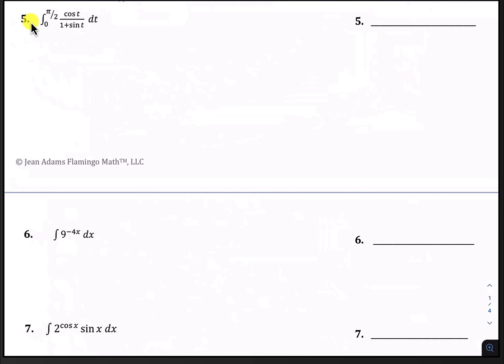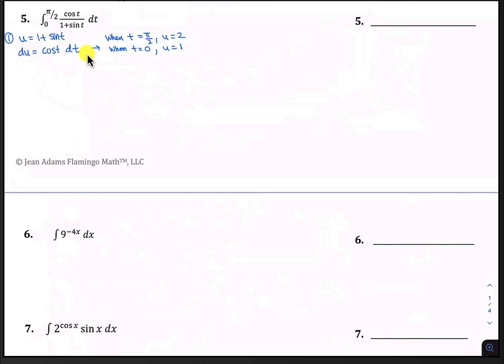And here's question number 5. The integral from 0 to pi over 2 of the cosine of t over 1 plus sine t dt. We will use u substitution, and we're going to let u equal the denominator, which is 1 plus sine t. The derivative of that is du equals cosine t dt. We do have cosine t dt in our problem, so there's no need to multiply both sides by anything.